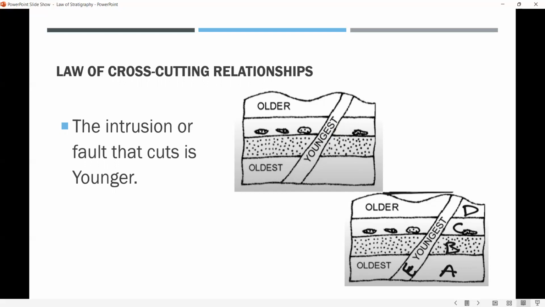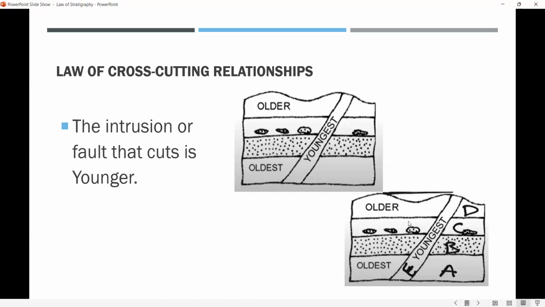Now, when we say intrusion, it is the forcible entry of molten rock or magma into or between other rock formations. Also, this is what we call intruded magma. When a fault cuts through rock layers, or when magma intrudes the rock and hardens, then the fault or intrusion is younger than the rocks around it.